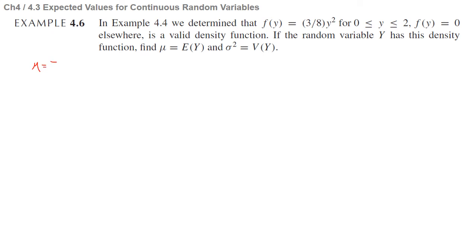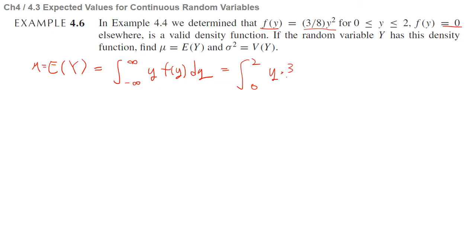Mu is the expected value of y, and from the definition, this is the integral from minus infinity to infinity of y f(y) dy. Here f(y) is 0 elsewhere, so outside of the 0 to 2 interval it is 0, and from 0 to 2 it is 3 over 8 y squared. So y times 3 over 8 y squared dy, and this is 1 over 4 y to the fourth times 3 over 8, from 0 to 2.